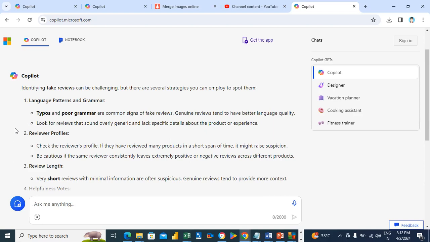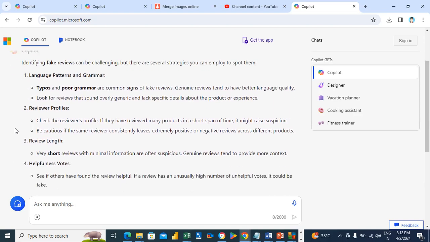Then the second thing is reviewer profile. Check the reviewer profile. If they have reviewed in many places in a short span of time, it might raise suspicion. Be cautious if the same reviewer consistently leaves extremely positive or negative reviews across different products. Okay, this is also one of the indicators.